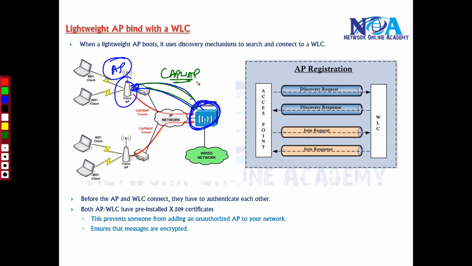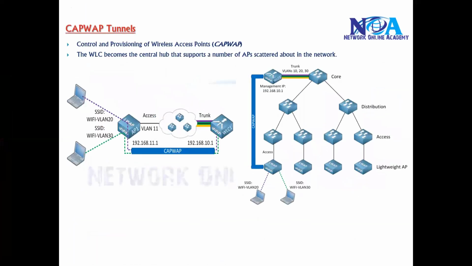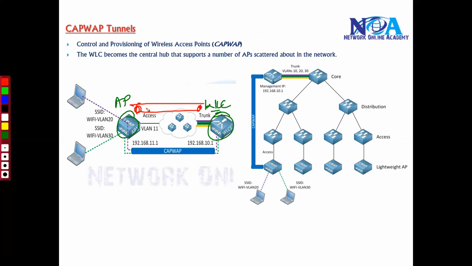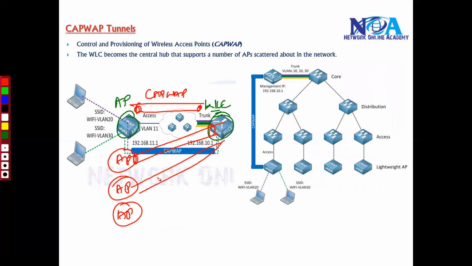Now, these CAPWAP tunnels are responsible for encapsulating the user traffic. Every access point is going to build a CAPWAP tunnel where the actual traffic is encapsulated as it moves through the network. Once the access point discovers the WLC and finishes the authentication process, it is going to build the CAPWAP tunnel. So this is your CAPWAP tunnel. Likewise, when you have multiple access points, all of them are going to build CAPWAP tunnels.